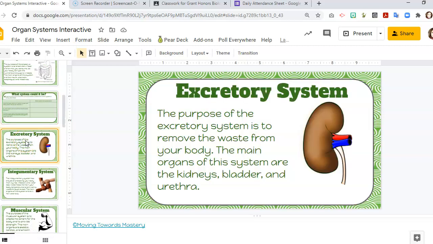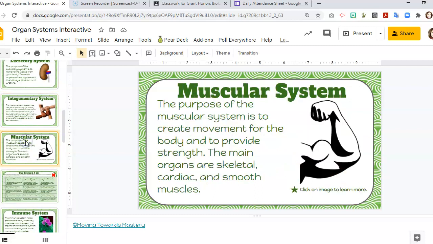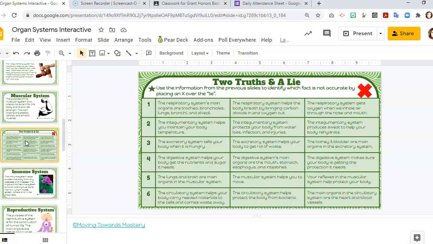Then we're going to keep exploring the different systems. You have the excretory system, integumentary system, muscular system, and now this one's a little bit more intense. You're going to use the information on the previous slides to identify which fact is not accurately stated by doing a couple things. You are going to place an X over anything that is a lie. Anything that is not true, you are going to go ahead and put an X over. That way you can figure out which is true, which is not. It allows you to review those systems.